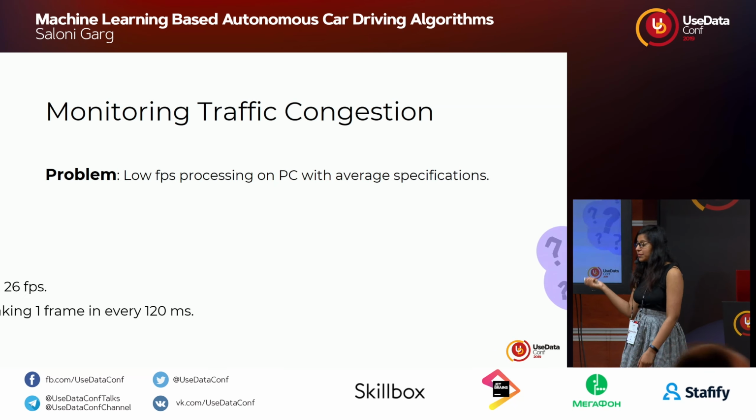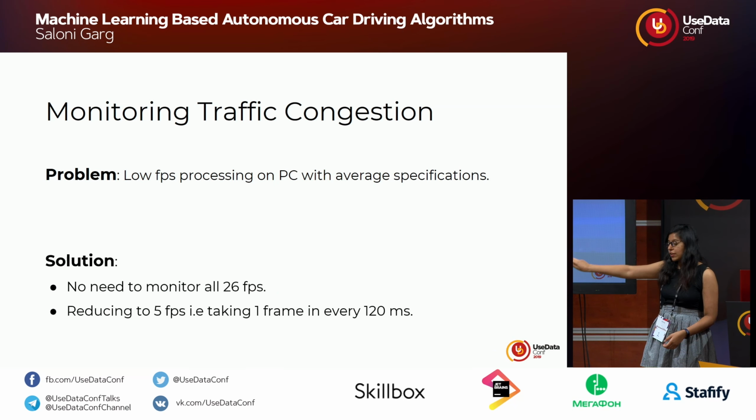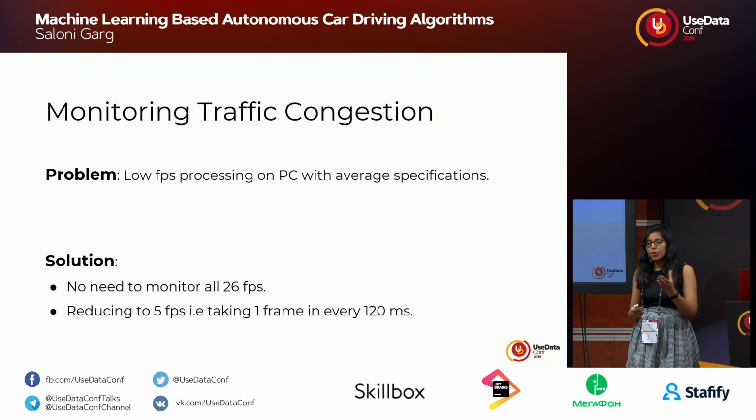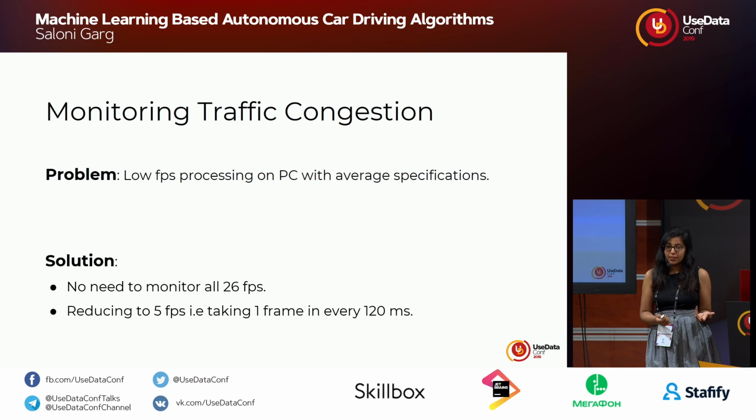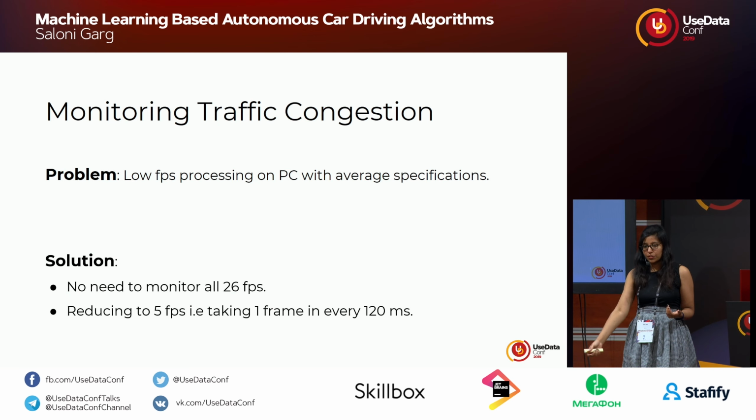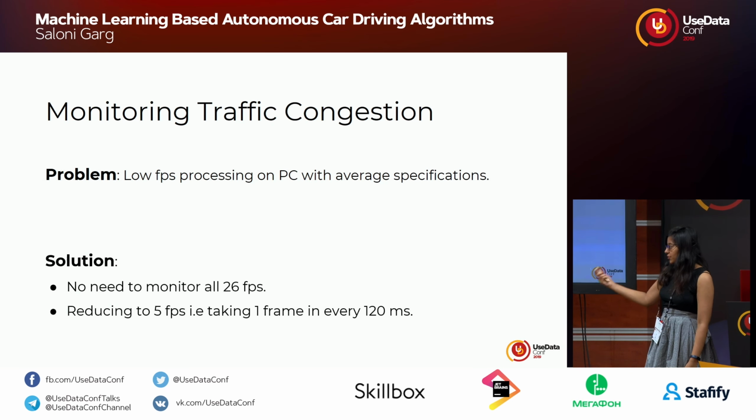Yeah, so we reduced the number of frames that we were processing. The camera was a good definition camera, and it was giving us 26 frames per second. We reduced it to only 5 frames per second. We didn't want such a high number of frames per second. Why? Because if you are in a traffic jam, it suddenly won't change from high traffic congestion to very low traffic congestion, and this doesn't need to be monitored so minutely. So that's why we reduced the number of frames, and then our YOLO was running fine.